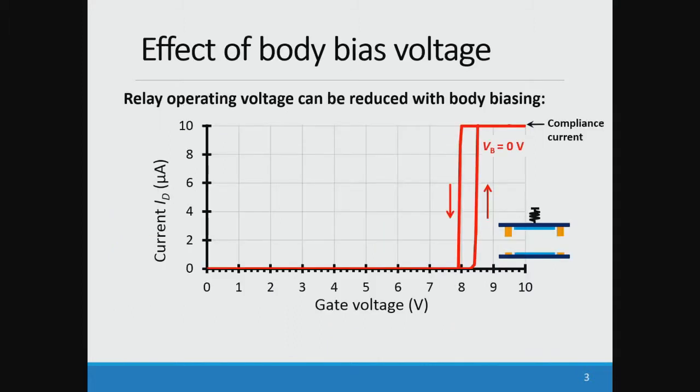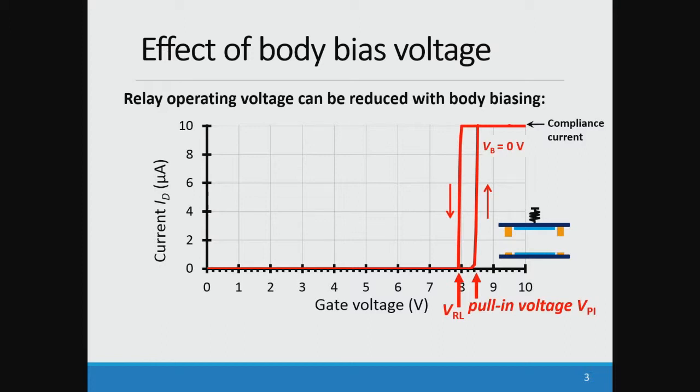Body biasing is an effective way to reduce the voltage of a relay. Here you can find a typical IV curve of a MEM relay, which has been experimentally obtained. When the voltage applied to the gate is higher than the pull-in voltage, the relay is turned on. You have the on current, which is here limited by the compliance current at a value of 10 microamps. When the gate voltage is reduced and passes below the release voltage, the relay is then turned off.